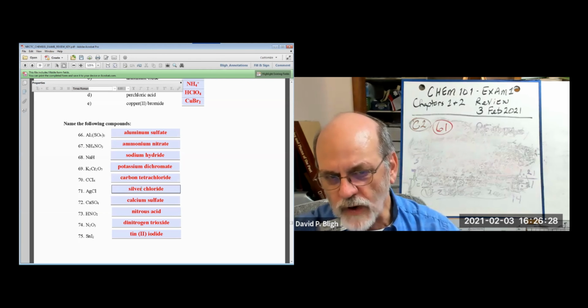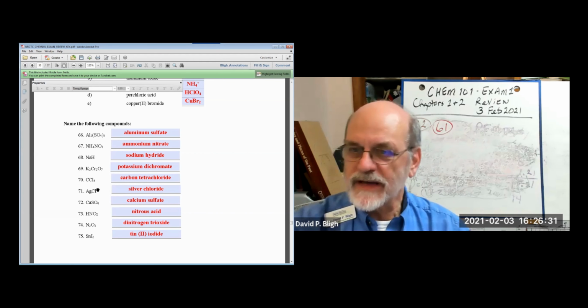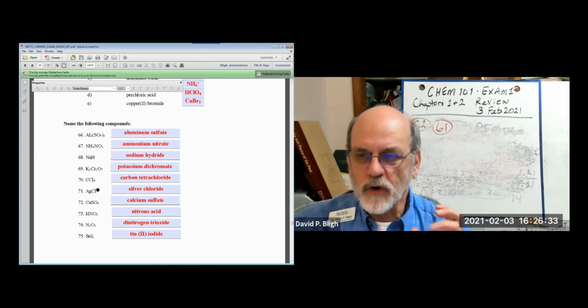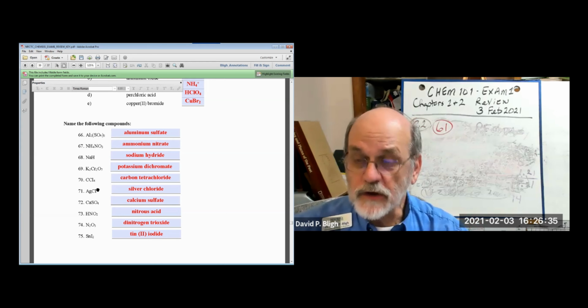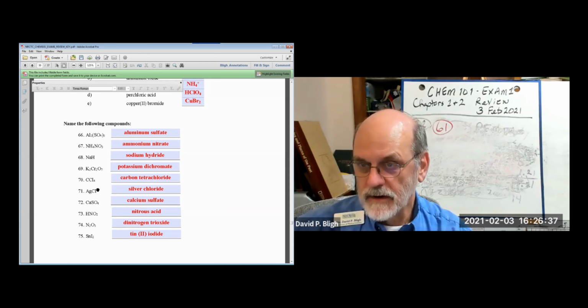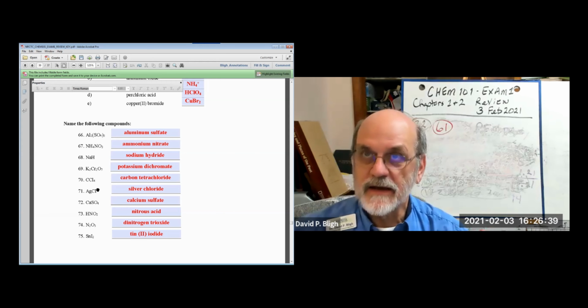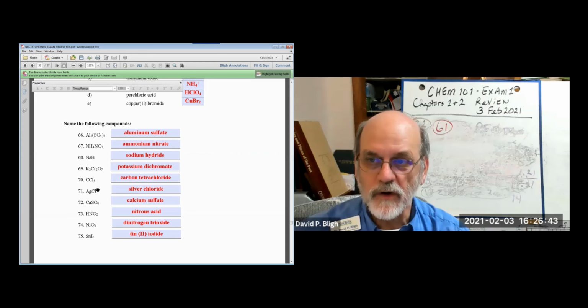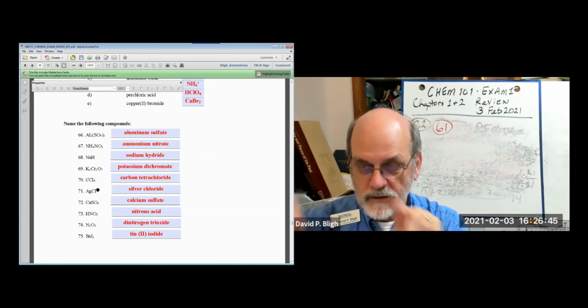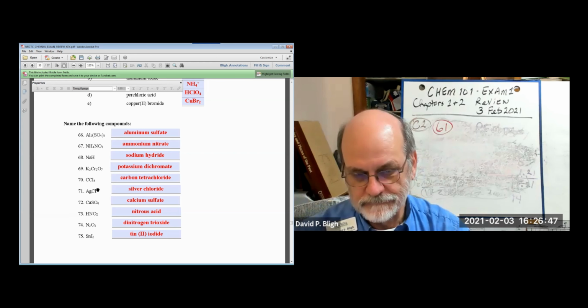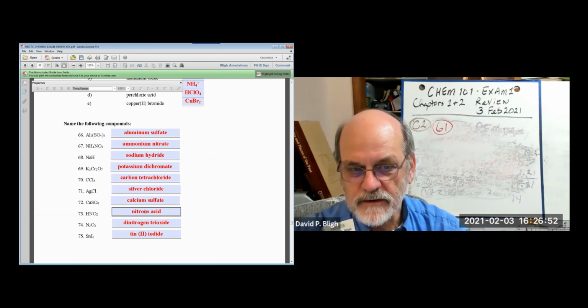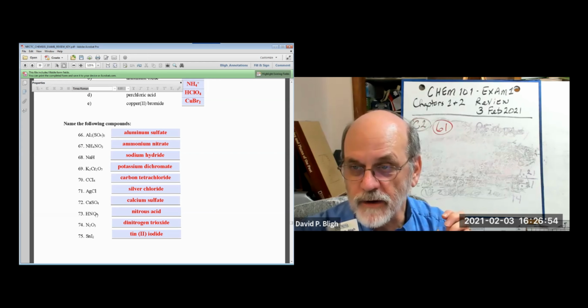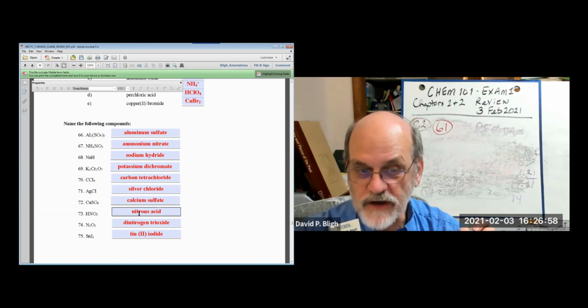Here's silver chloride, right? And remember what I said. Silver can only be a plus one charge. So silver chloride is correct. But for simplicity's sake, silver is also a transition metal. So I will accept silver one, Roman numeral one, chloride. Ous's are derived from ite. So NO2 is nitrite, nitrous acid.